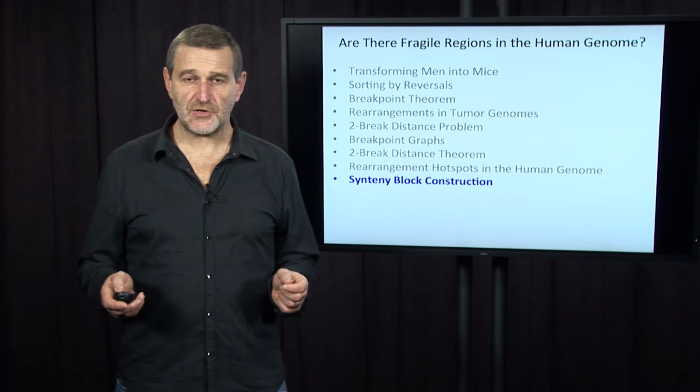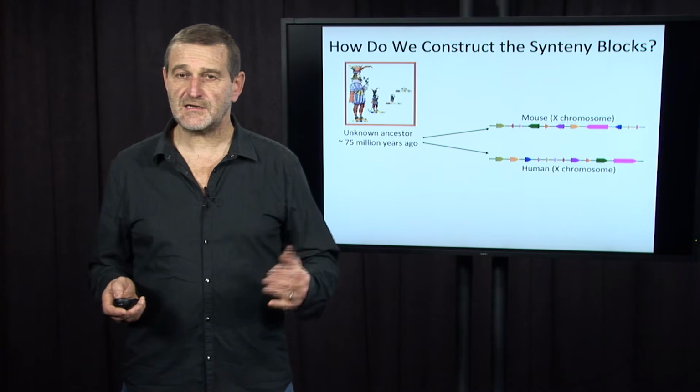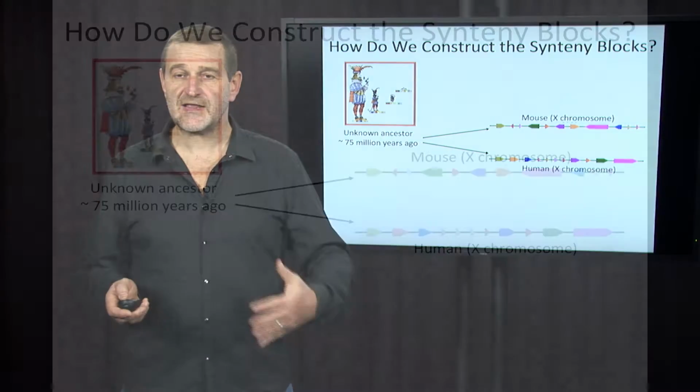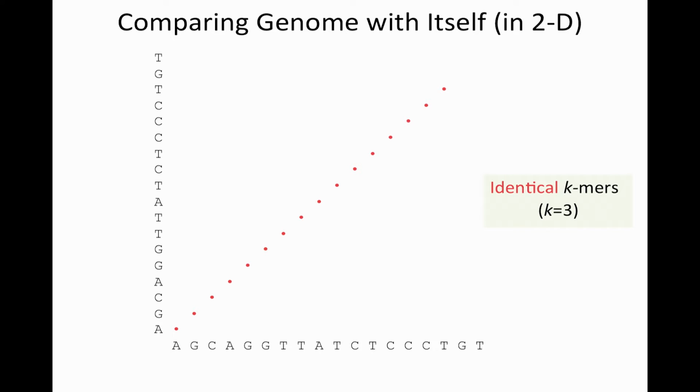We'll now return to the questions that we asked in the very beginning of this lesson, starting from genomes. How can we transform them into synteny blocks? And the first thing I want you to learn is the notion of genomic dot plot. Let's arrange genome along x coordinate and along y coordinate.